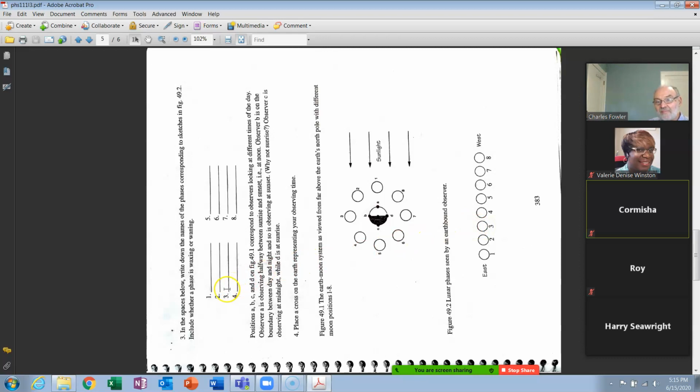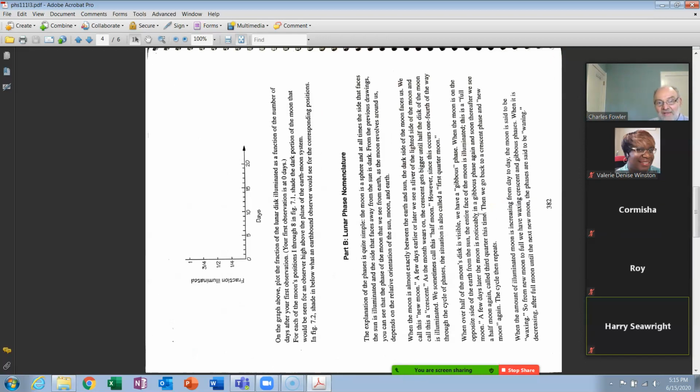Number 3. Number 4, what was that? It had just a little sliver on the back side that was dark, and all the rest of it was light. So more than half of it was light. What do we call that one? All right. When more than half of the moon's disk is visible, we have a gibbous moon. Gibbous. A gibbous moon. Okay?